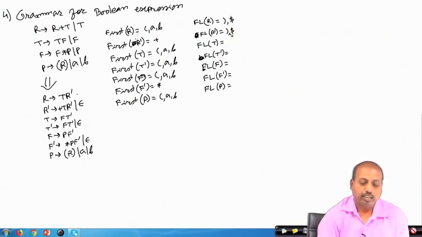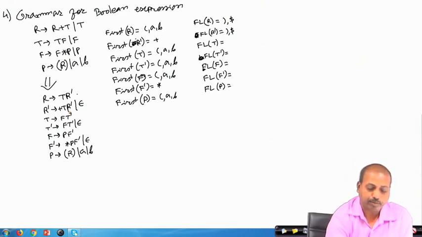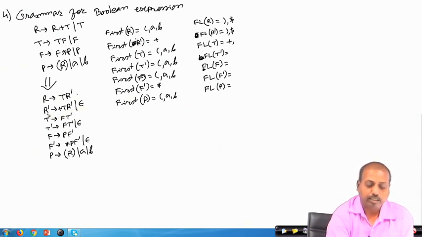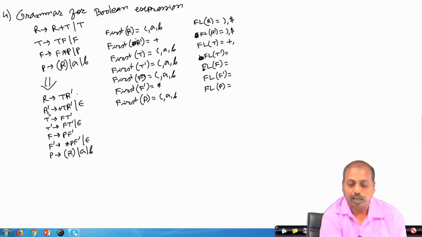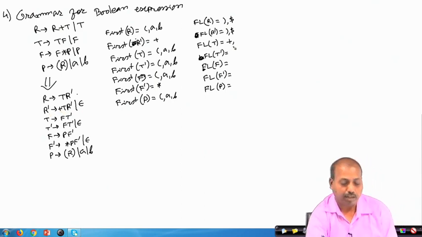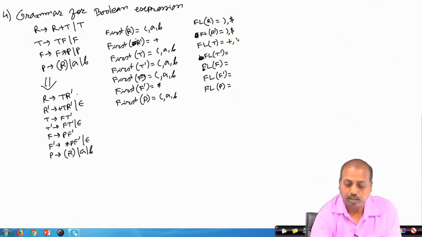Now, follow of T. If you look into this rule, it says whatever is in first of R dash, and whatever is in follow of R dash, will be in the follow of T. So, this follow of T will have plus here, and then first of R dash. R dash can give me epsilon. So, if R dash is replaced by epsilon, whatever is in follow of R dash will also be in follow of T. That way, follow of R dash has close parenthesis and dollar, so they will also come in the follow set of T.